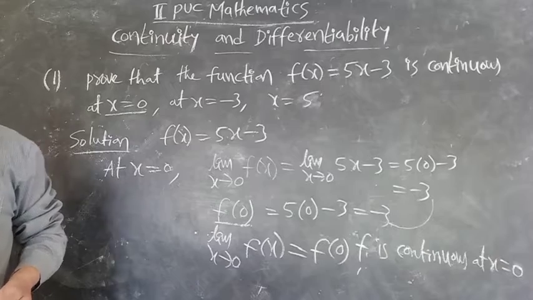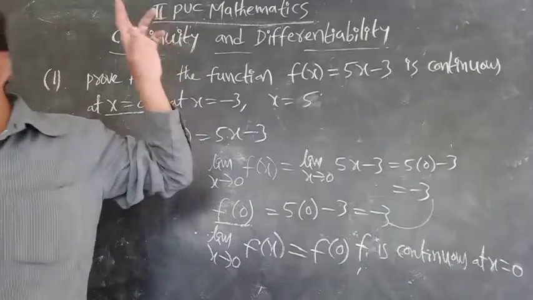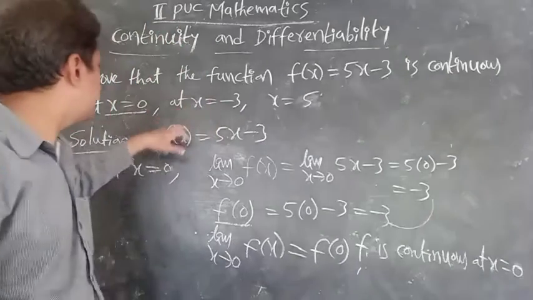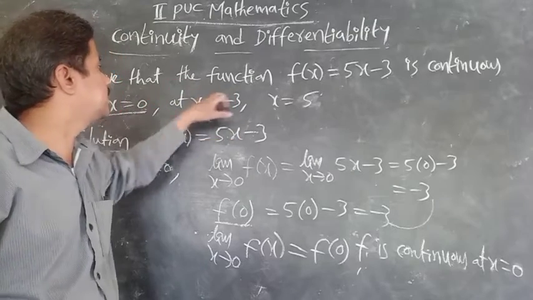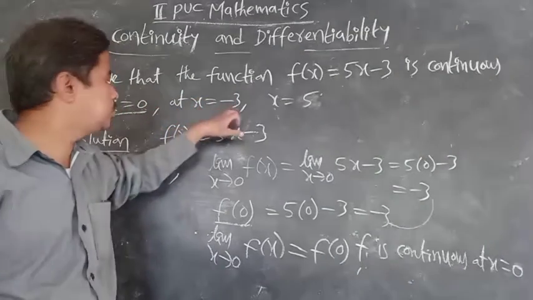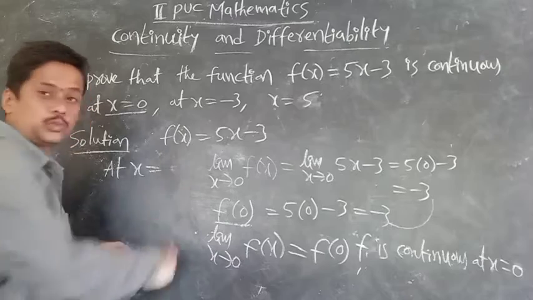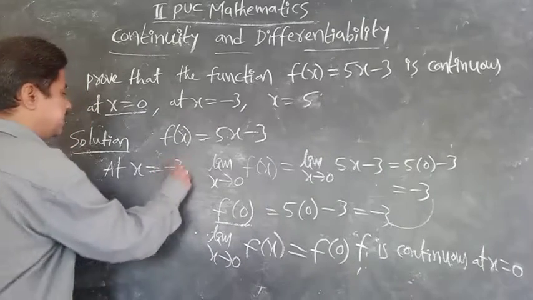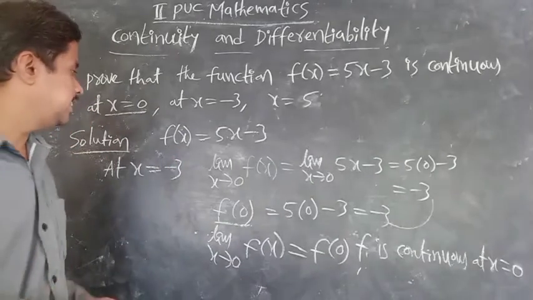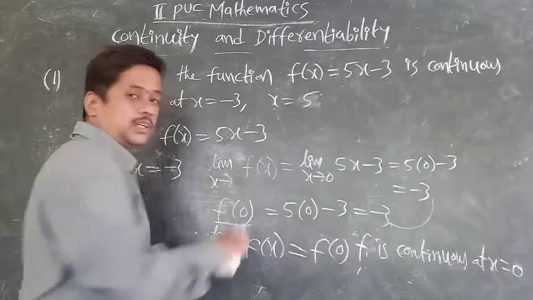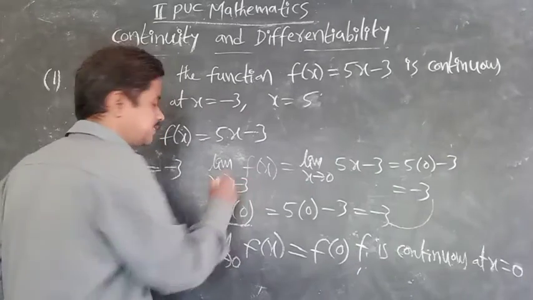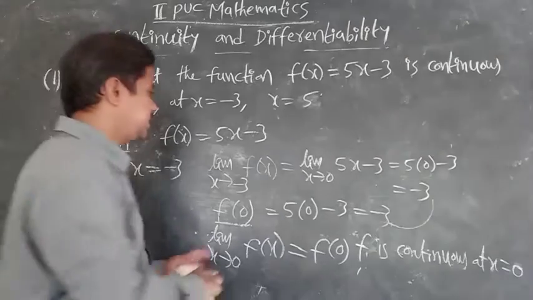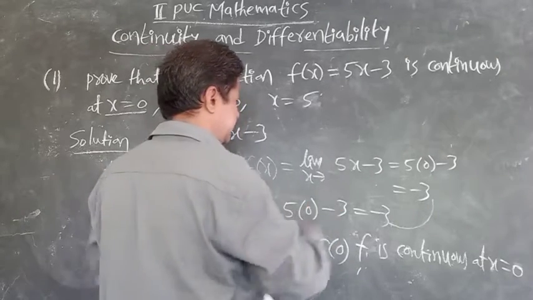The second problem is the same, I am changing numbers only. Same function, f of x is equal to 5x minus 3. Now, what is c? x equals minus 3. So I am making x equal to minus 3. Here also x tends to minus 3, minus 3 tends to minus 3.